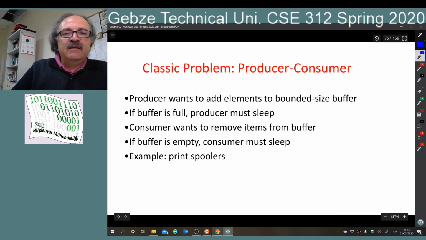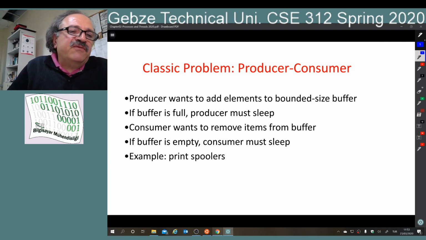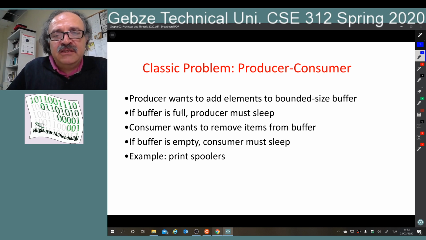We say that the producer wants to add elements to a bounded-size buffer, and if the buffer is full, the producer must sleep. The consumer wants to remove items from the buffer, and if the buffer is empty, the consumer must sleep. Of course there is a buffer problem here, and also there is a race condition if you are not that careful. Any questions?